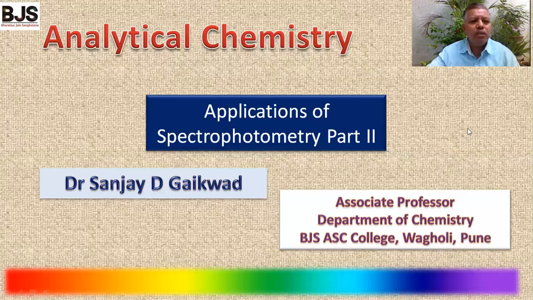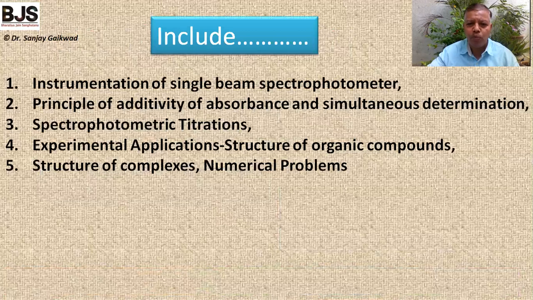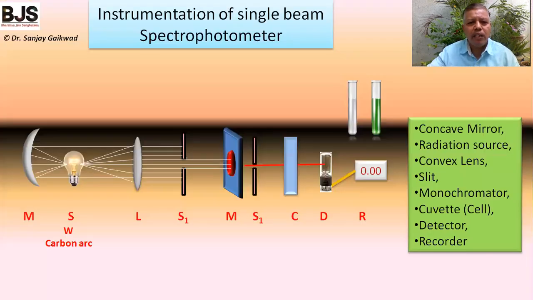Now it includes the instrumentation of the single beam spectrophotometer, just to revise, then the principle of additivity of absorbance and simultaneous determination, spectrophotometric titrations, and experimental applications like the structure of organic compounds, the structure of complexes, and some numerical problems. Now, in case of the instrumental part, we just revise here. This is the instrumentation part of the single beam spectrophotometer.